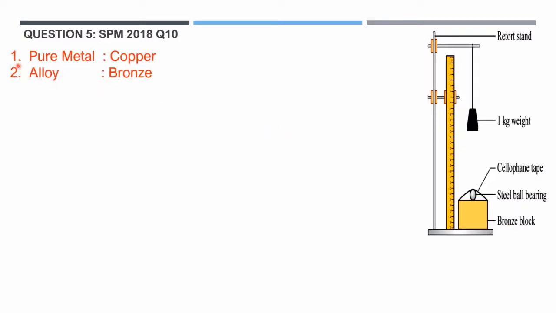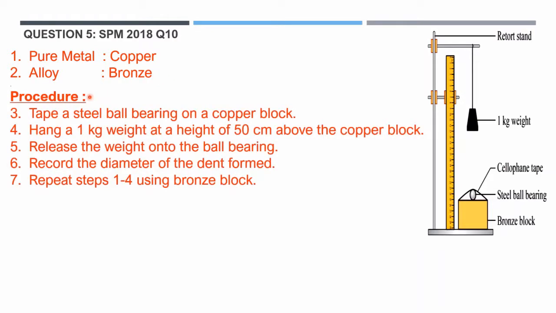Simple answer. Point 1, pure metal is copper. Point 2, alloy is bronze. Procedure: tap a steel ball bearing on a copper block. Hang a 1 kilogram weight at a height of 50 centimeters above the copper block. Release the weight onto the ball bearing. Record the diameter of the dent formed. Repeat steps 1 to 4 using the bronze block.